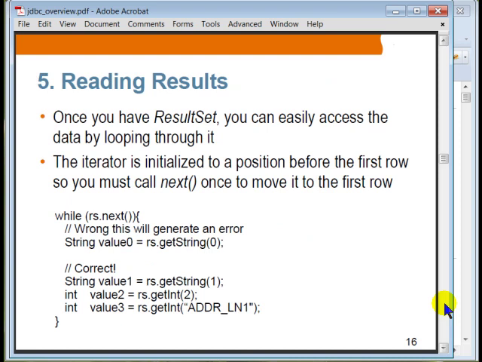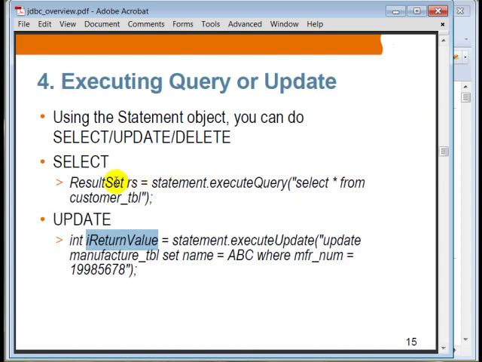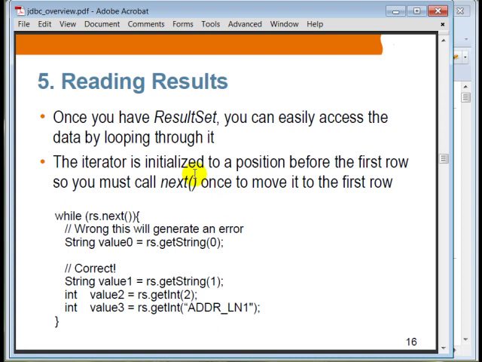Now, reading results. When you perform the query operation, the return value is going to be a ResultSet. Once you have the ResultSet, you can iterate over it to read each row. You can easily access the data by looping through it. The iterator is initialized to the position below the first row, so you must call next once to move it to the next row. You have to call rs.next so that it will be the first row.